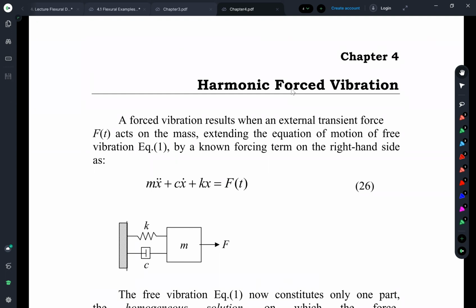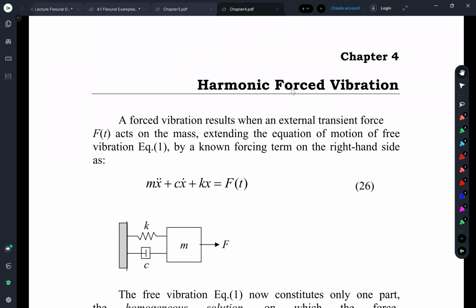So I think today's discussion, we will move on to the next chapter where the single degree of freedom system is again considered. However, today we will consider what they call the forced vibration, the case in which the system is subjected to the external force.